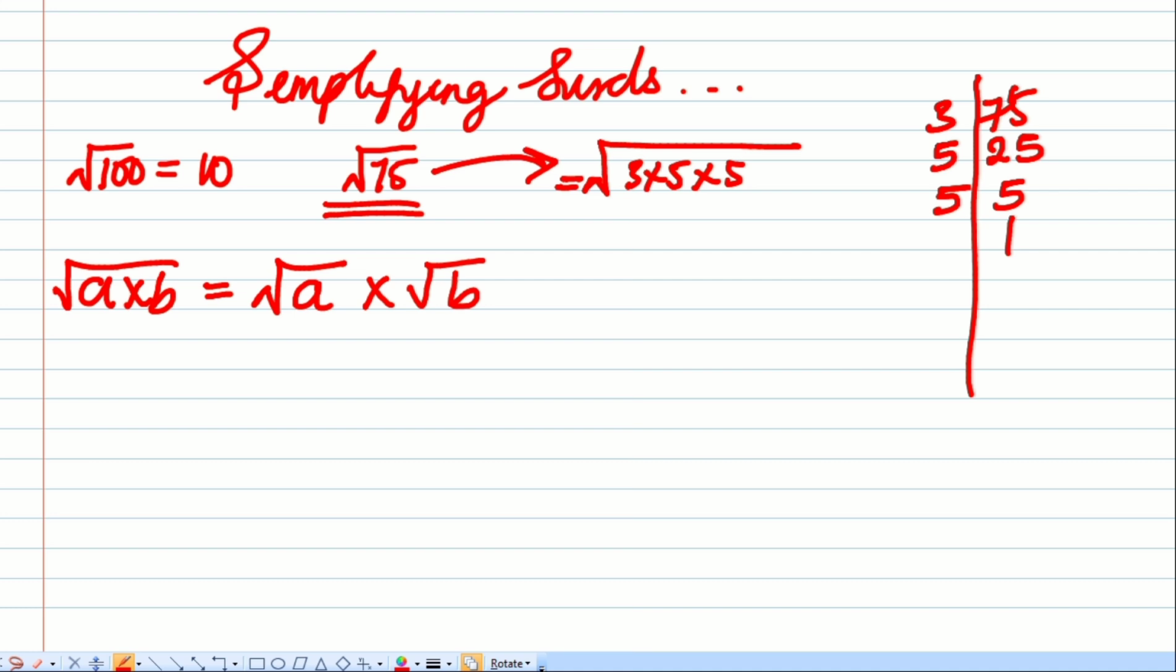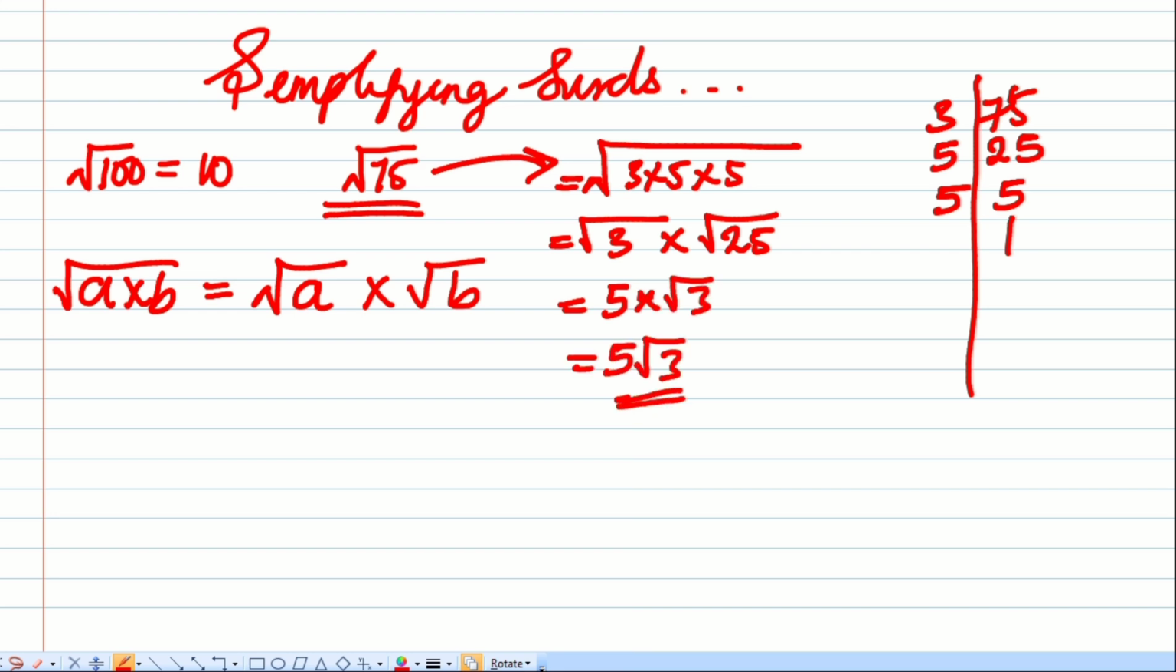You see that now? So we can rewrite this as the square root of 3 times the square root of 5 times 5, because 5 times 5 is a perfect square, right? So you have the square root of 25. So our answer will be the square root of 25, which is 5, times the square root of 3, which is not a perfect square. So our final answer will be 5 root 3. And we've simplified that surd.